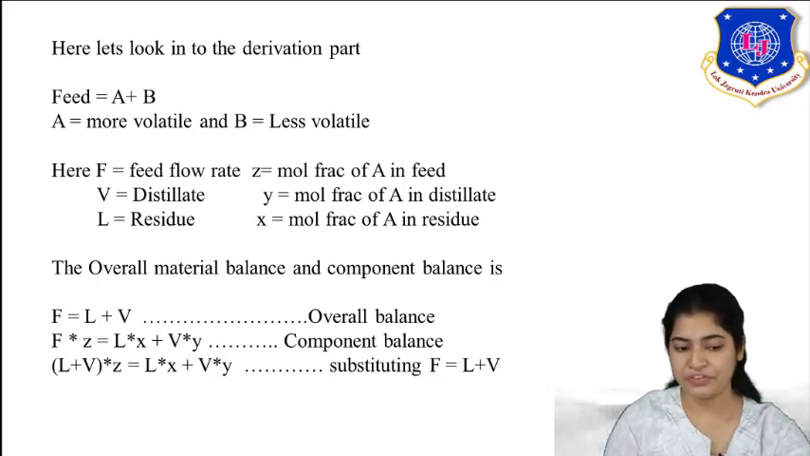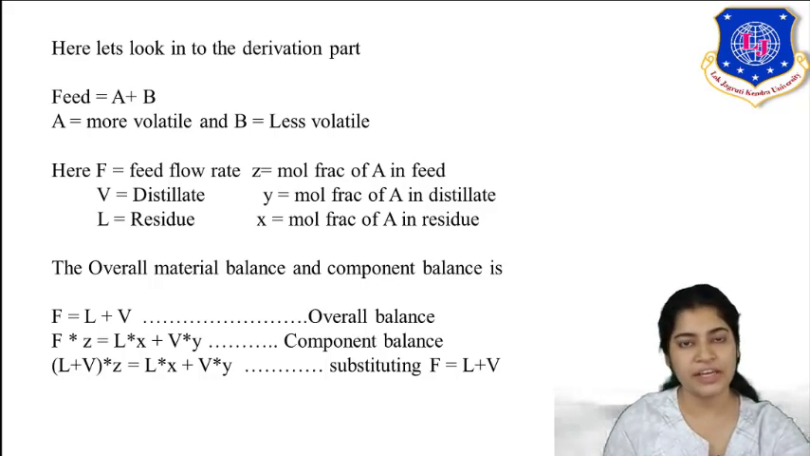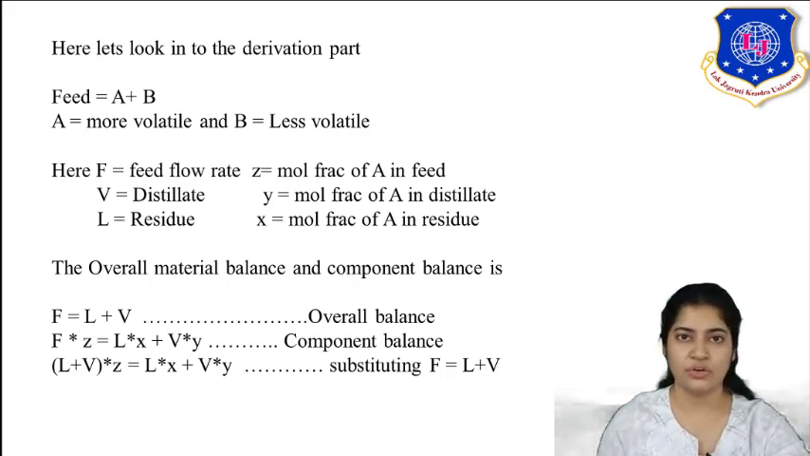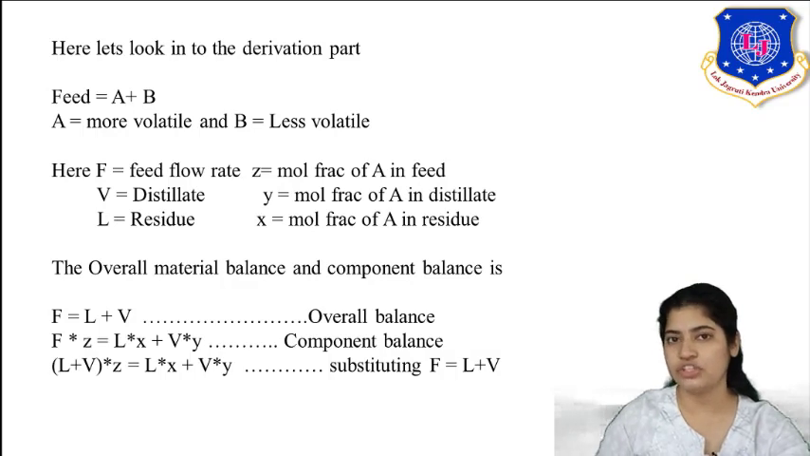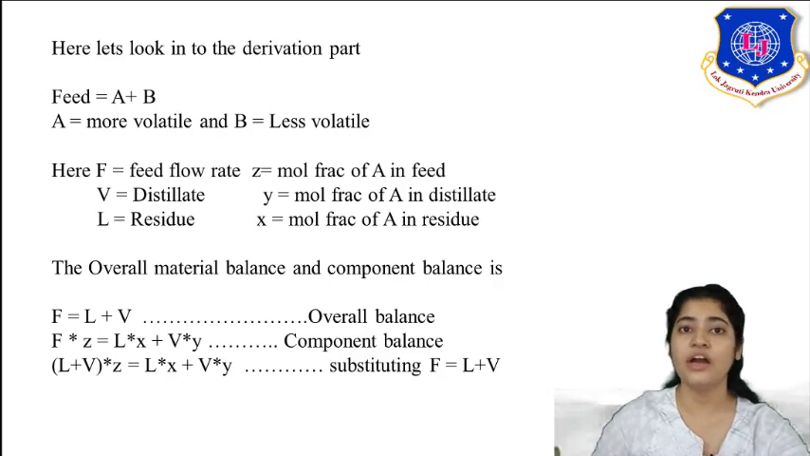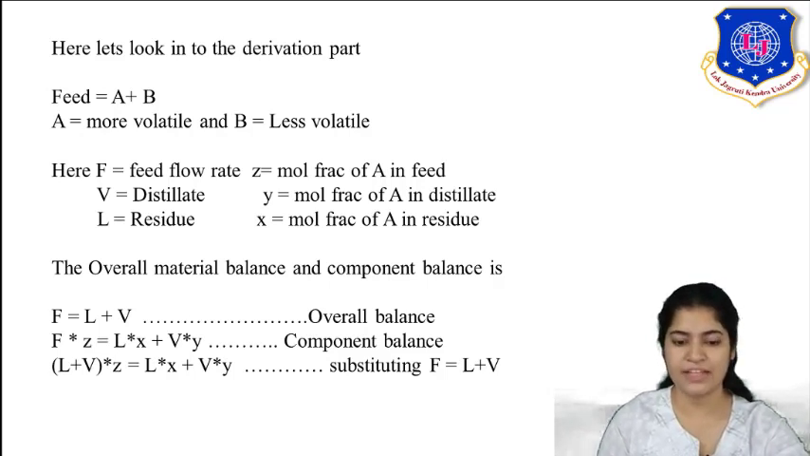So component balance. Amount of A in the feed is equal to F, that is your flow rate, into mole fraction of A, Z. That is equal to amount of A in the residue, whatever A you are getting, plus amount of A in the distillate. The distillate is rich in A, so of course the amount of A would be high in distillate. So V into Y is the amount of A which you separated out from your solution, which you are getting in the top product. So that is your component balance.